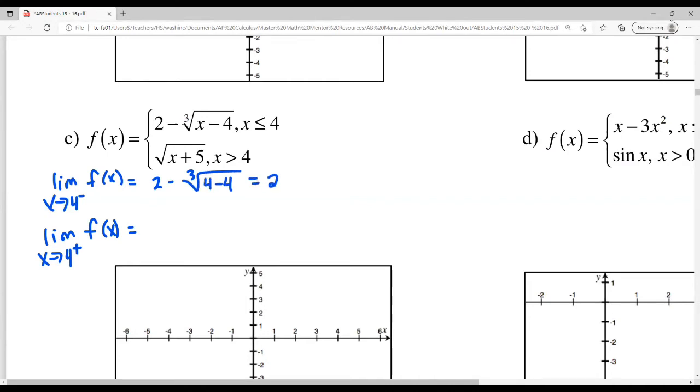And then we're going to plug 4 in. We get the square root of 4 plus 5 for the right side, and that's equal to the square root of 9, which is 3. Those are not equal. Since those are not equal, we know this is not continuous.